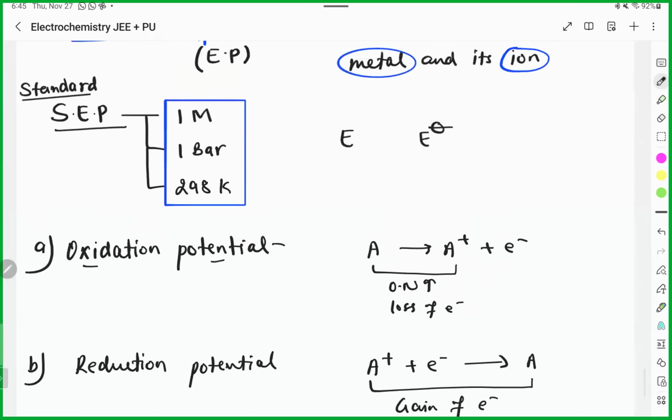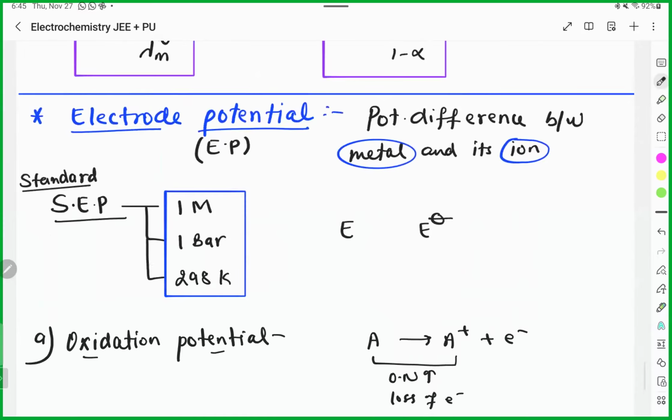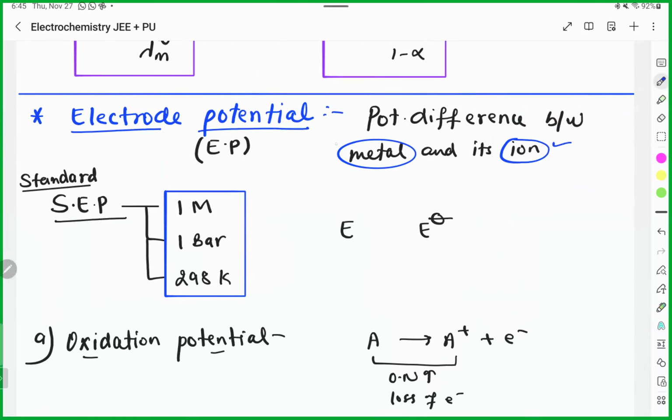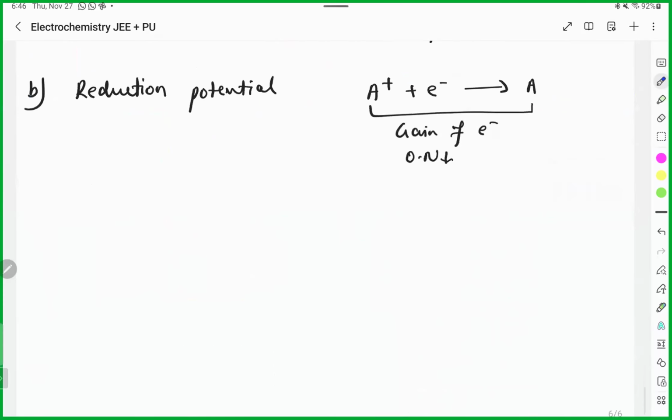Now your question, Chinmay, as you asked, what are the factors that decide the electrode potential? No doubt, the concentration of the solution, right? And the nature of the metal. Because concentration will tell you about the ion, right? And nature of metal, but pressure and temperature conditions also matter. That's why here we have standard conditions.